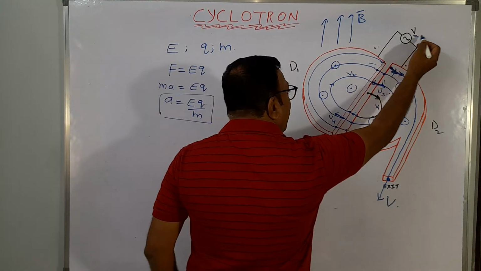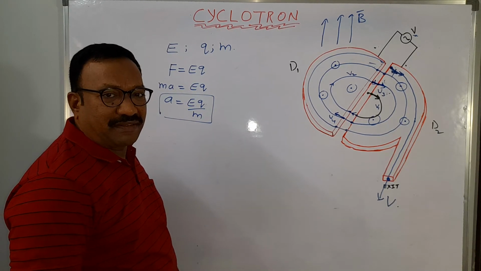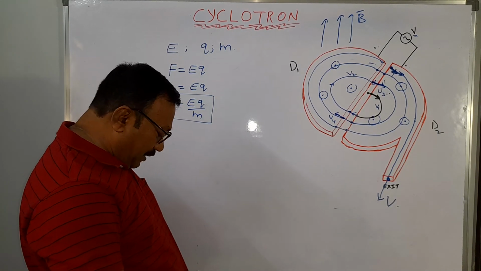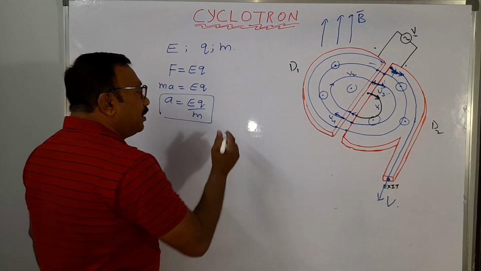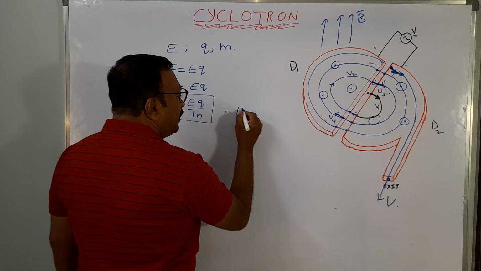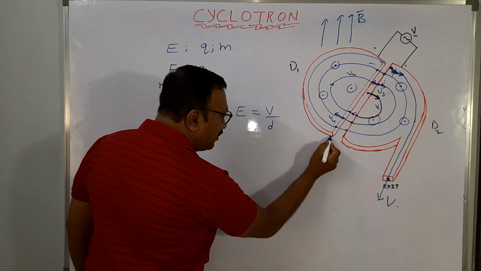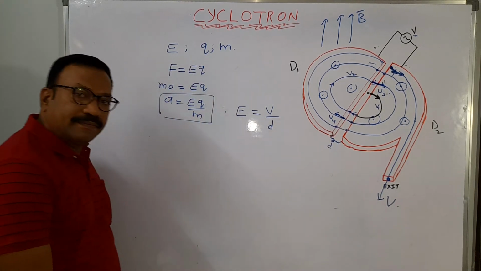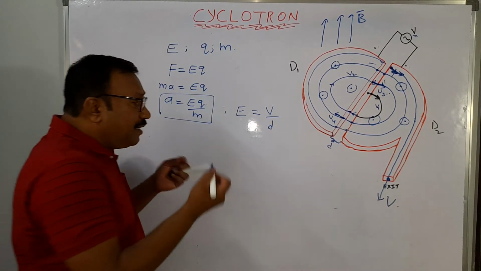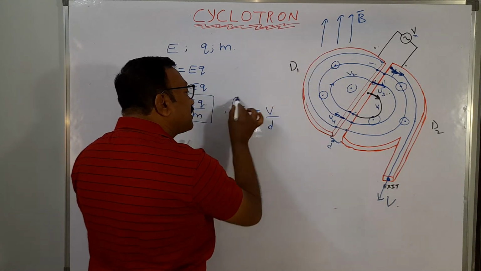Especially the electric field here. You are applying a potential there, right? And due to that, the electric field is developed between the Ds. You know one more formula: E is equal to the potential difference between the plates divided by the distance between the plates. Let this be the distance between the plates, small d. And this d is considered here and the potential that you have applied is considered there.